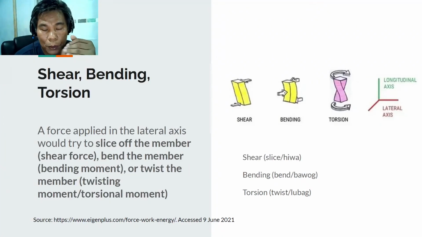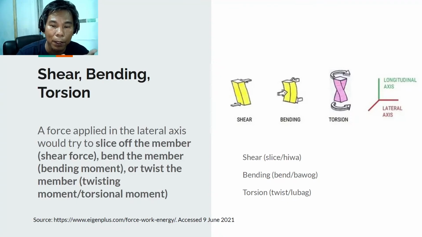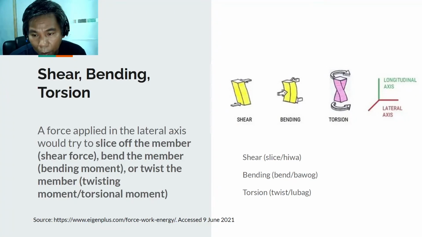For shear, bending, and torsion, force applied in the lateral axis will try to slice off the member, and that's shear force. One very simple example of shear force is when you apply a scissor to a paper, that would slice off the paper. Also, we have bending, which will bend the member, or if you have a paper, it will bend the paper. But torsion is a different one. You have to twist the member.